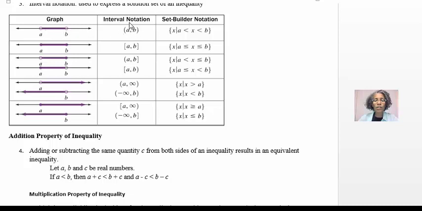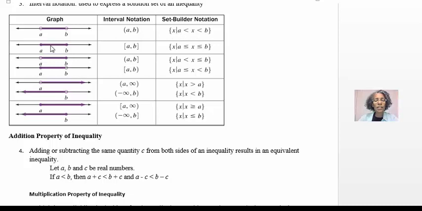Here's how that set looks in interval notation. Parentheses beside the A and the B in the interval notation show that the A and B are not included, but everything in between A and B is included. And here's how we write that using set builder notation, which includes an inequality.